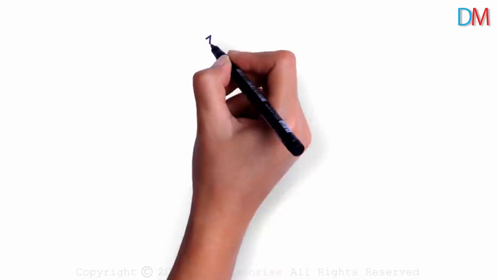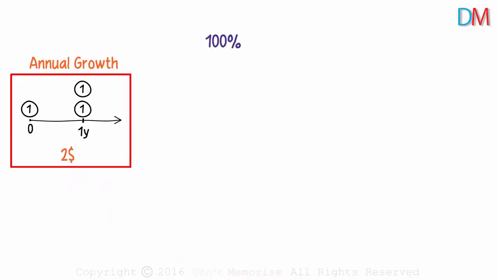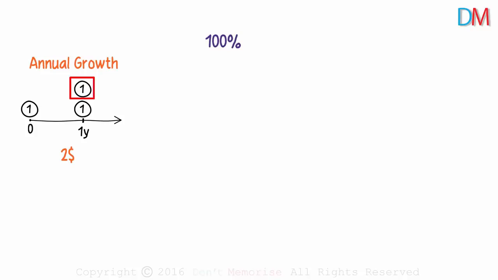We take the example of $1 growing over 1 year at a 100% growth rate. First, we look at the annual growth. Based on what we saw, at time 0, we would have $1, and at the end of the year, we will have $2. This doesn't seem right because all the interest cannot appear on the last day.